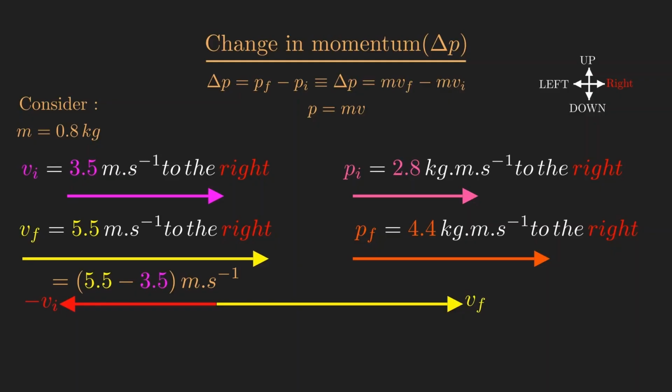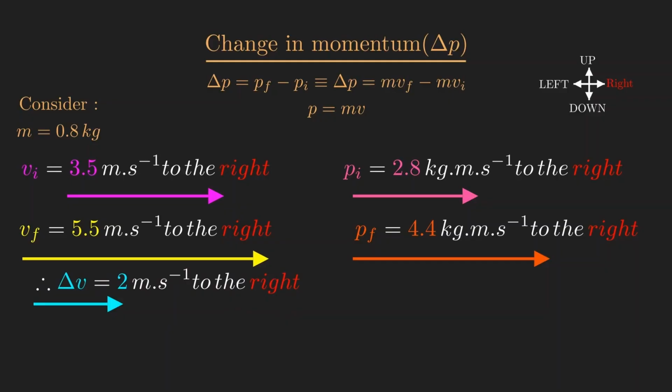Then we add the final velocity. So when you add the final velocity and the negative of the initial velocity, you get the final velocity minus initial velocity. And from this diagram, we can tell that the resulting vector there should be to the right. So this is our resulting vector there. It is 2 meters per second to the right. So that is delta V. Delta V is 2 meters per second to the right. So this is our change in velocity.